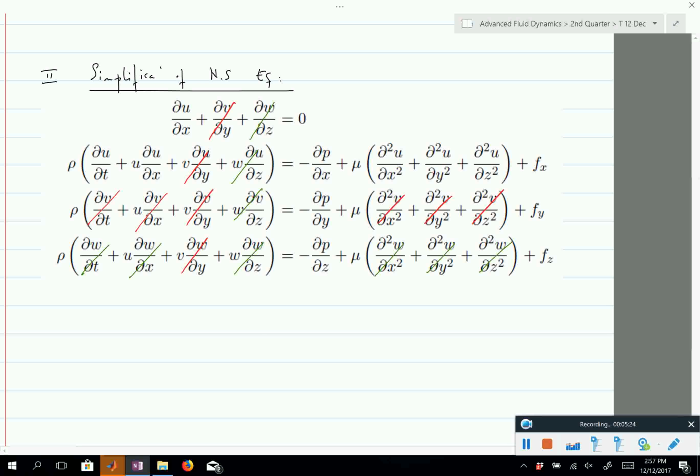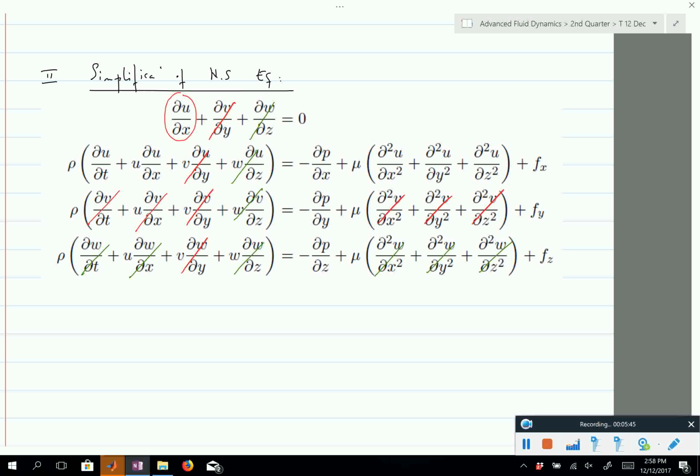Now, there is one more thing that happens, because the only term I have left in the continuity equation is partial u over partial x is equal to 0. And that makes sense. If your flow is unidirectional, then partial u over partial x has to be equal to 0, which means that u has to be a constant. Right? This is because you're incompressible.